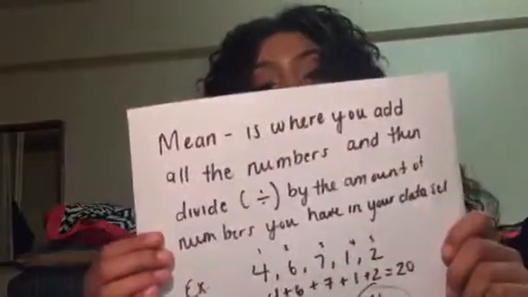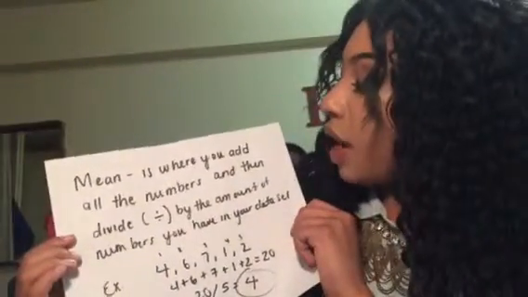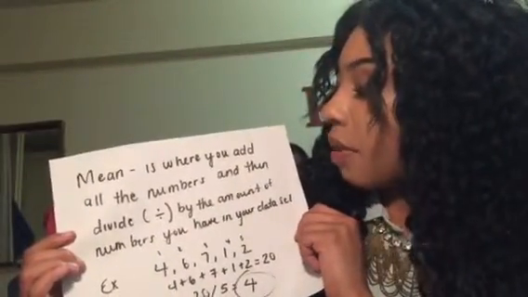Hello, I would like to go over the central tendencies of mean, median, and mode. The very first one is mean. Mean is where you add up all the numbers and then divide by the amount of numbers you have in your data set.